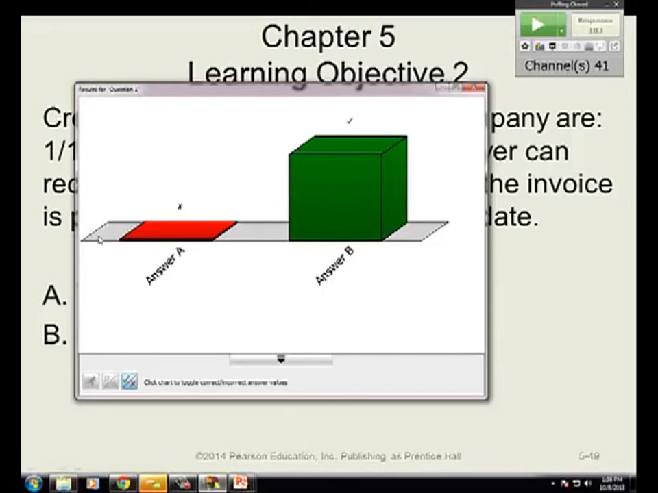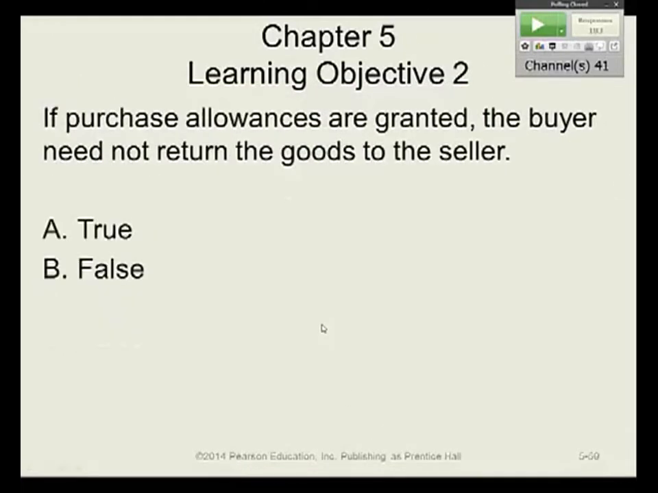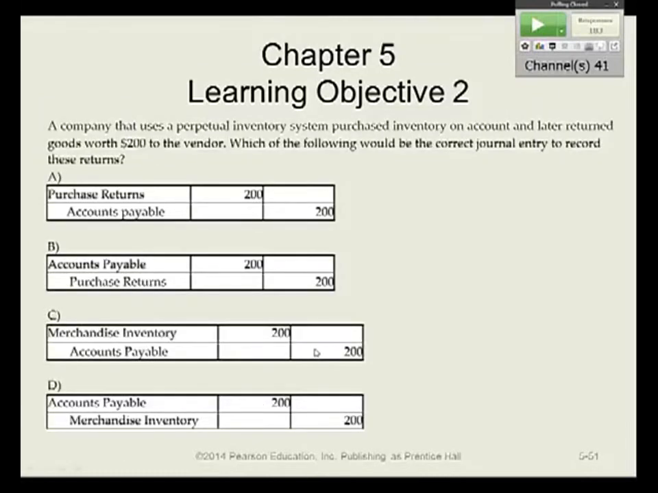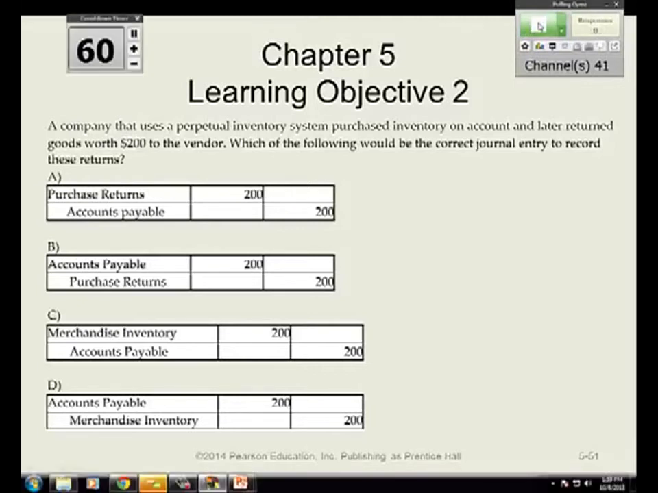Okay. Now, the next one is, I'm going to give you this one. If purchase returns allowances are granted, you don't have to return, if the purchase allowance is granted, you don't have to return the merchandise. Now, it's true. We explained that before, right? One of the questions I had earlier, the allowance is simply going to reduce the amount of inventory and the amount that you pay. All right, so let's see if you can do this one. Company uses perpetual inventory. They purchased inventory and later returned $200 worth of goods, which of the following is the correct journal entry. Typical exam question, you know?